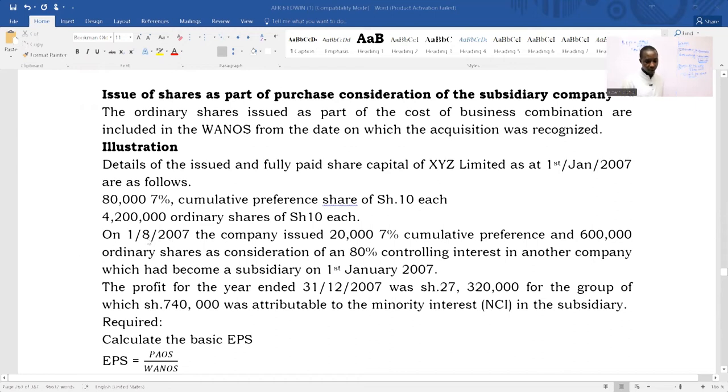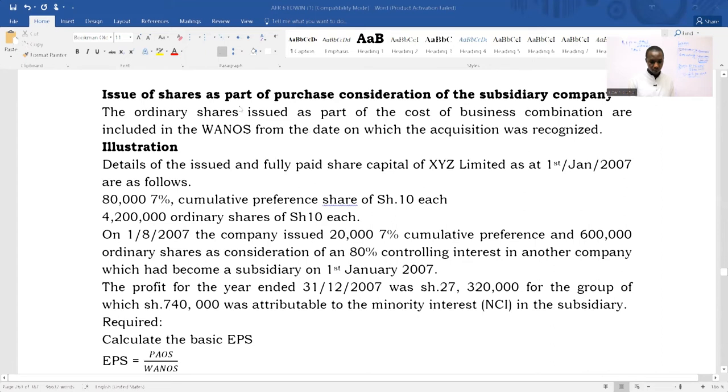And there's others. From 1st August, the company issued 20,000, 7% cumulative preference shares and 600 ordinary shares as consideration of an 80% controlling interest in another company, which had become a subsidiary on 1st January 2007. So when I would be considering the period, for the 20,000 times 7%, I will consider from August or from January.